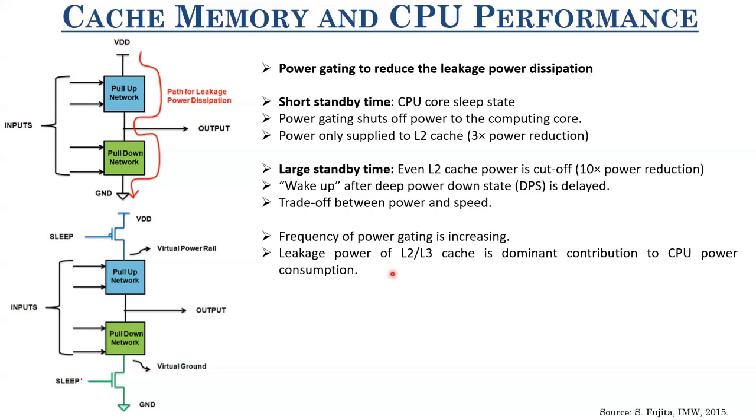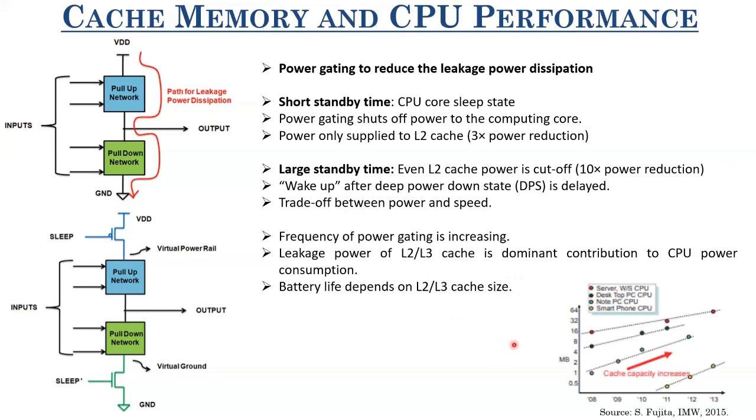So because of that large leakage of the SRAM cell, the leakage power of L2, L3 cache is the dominant contribution to CPU power consumption. And how does that translate to battery life? Our battery life now depends upon L2, L3 cache size. Although we want a huge L2, L3 cache size to increase the speed, there is a trade-off. If you use a very large L2, L3 cache, then your battery life also decreases. So this shows you that the cache capacity is increasing significantly each year. And now it's in some MBs, right? It's already 64 MBs for modern systems.